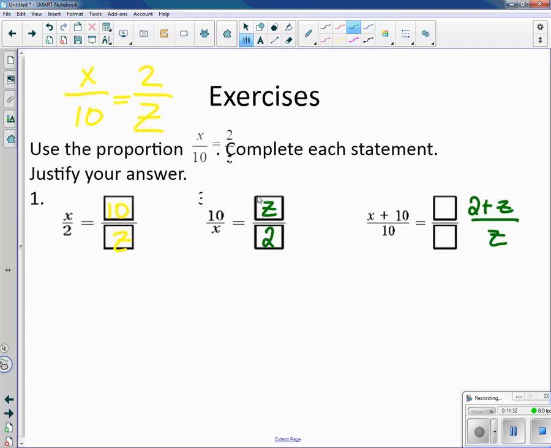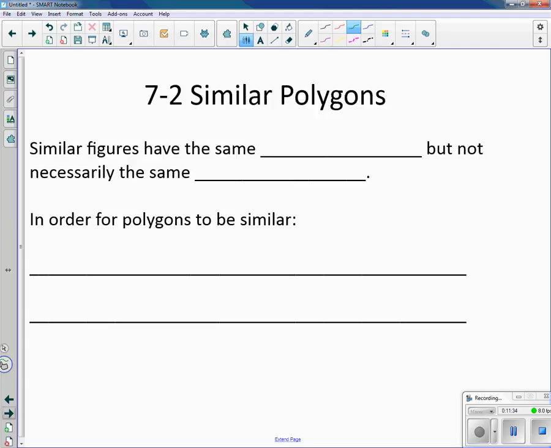Now let's go ahead and talk about similar polygons. All right. This is the difference. What does congruent mean? Equal. What do you think similar means? Oh, kind of the same.